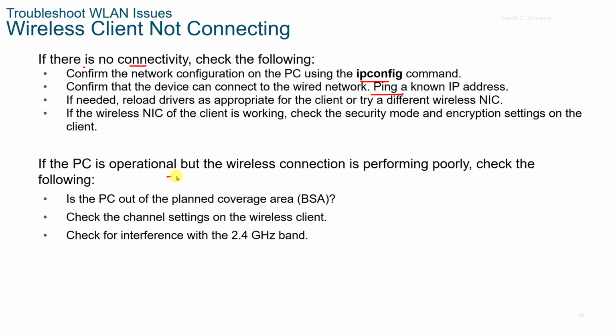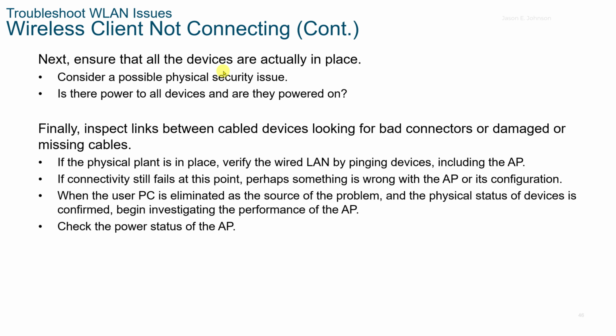If the PC is operational but the wireless connection is performing poorly, you can check the following. You can check the WLAN coverage, the channel settings of the wireless client, or the interface with the 2.4 gigahertz band. I have an app on my smartphone that I can use to check wireless signals, and it shows me all of the different signals and all the different channel information. It's fairly easy to scan that and look.